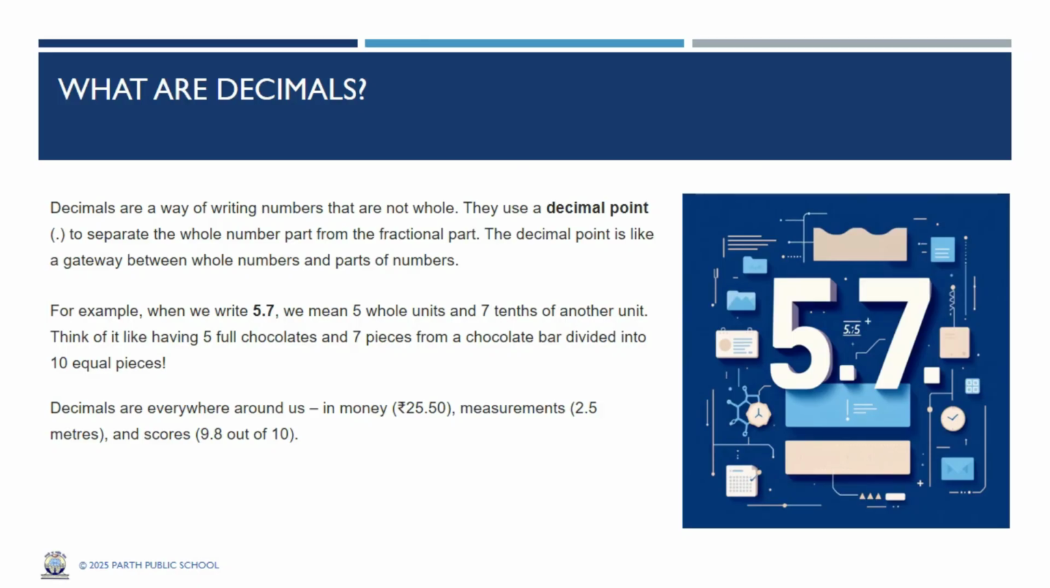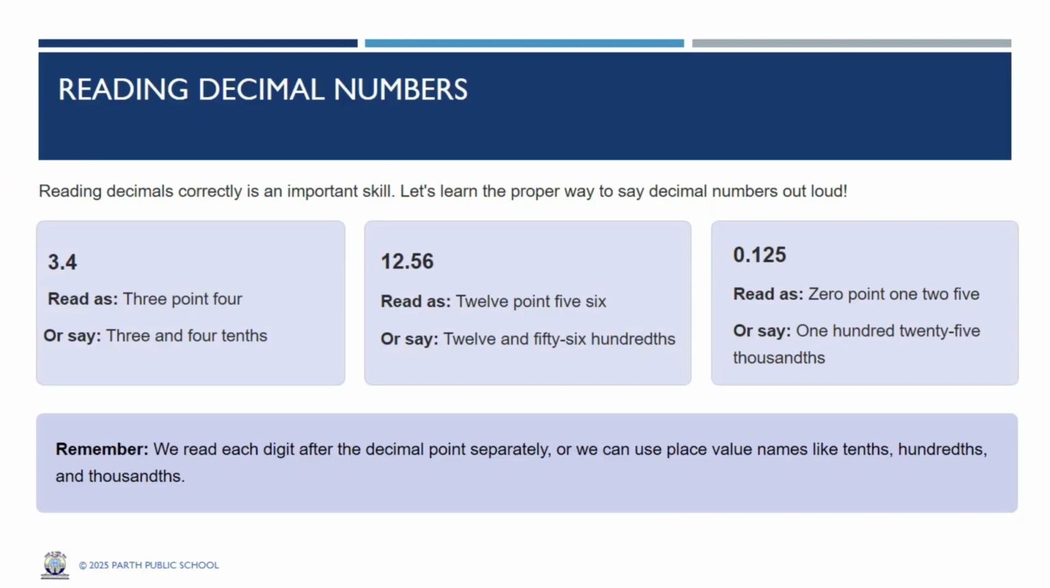Decimals are used everywhere. In money, for example, rupees 25.50; in measurements, 2.5 meters; and in scores in marks, 9.8 out of 10. Decimals help us to be exact and accurate.